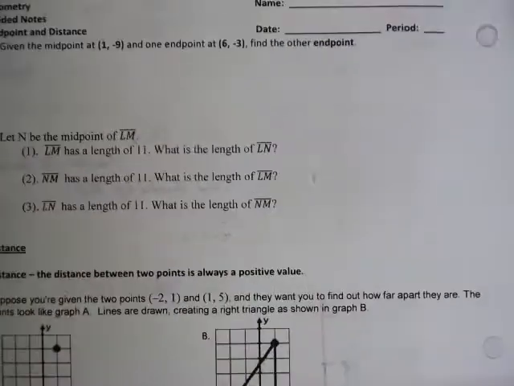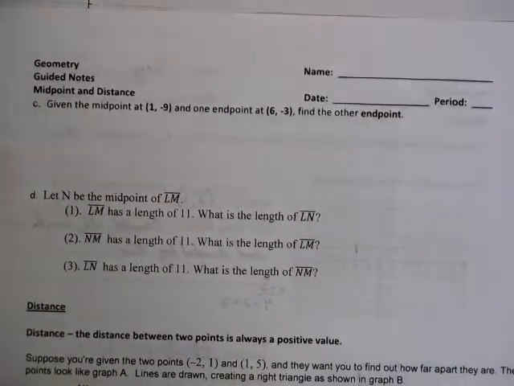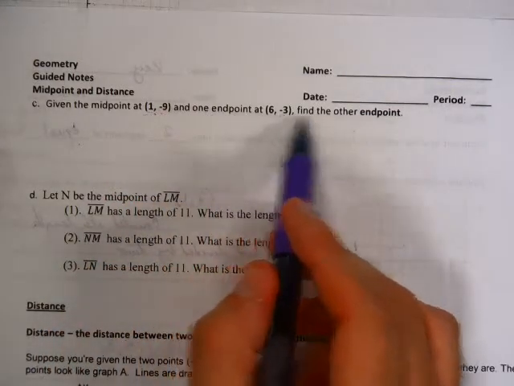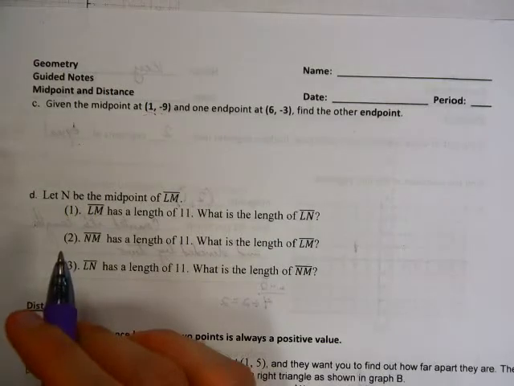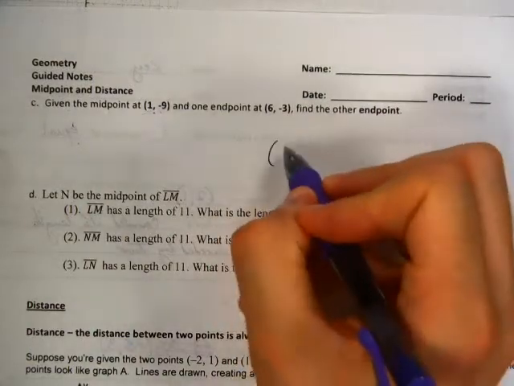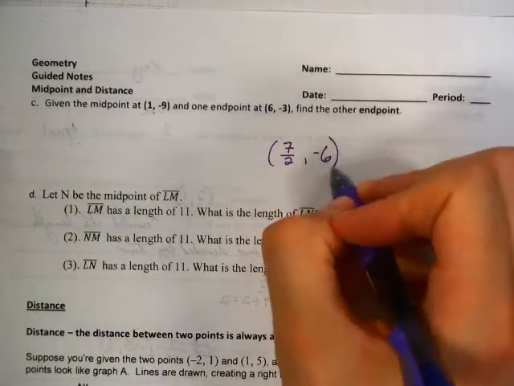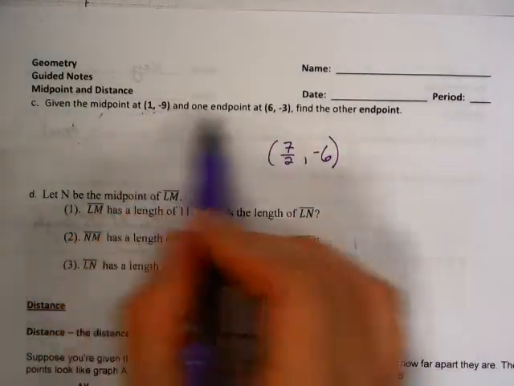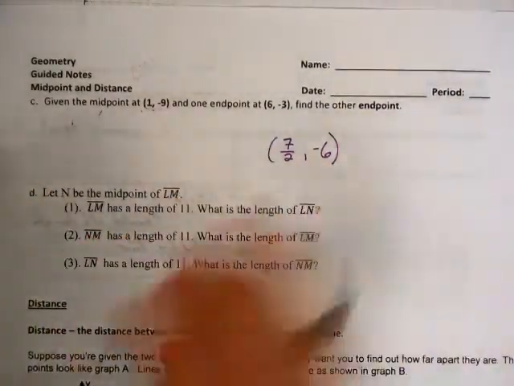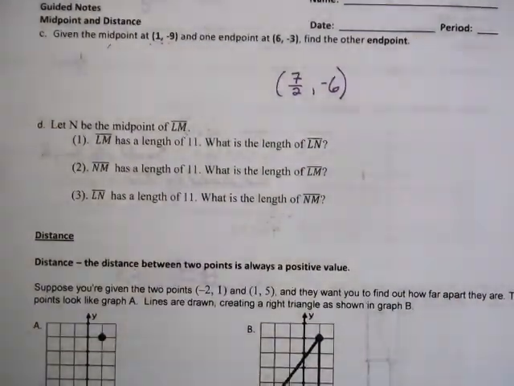If you notice on the back, it tells you a couple other problems that you can use here. Okay. So, given midpoints at 1, negative 9, and 1 and at 6, negative 3, find the other endpoint. I'm going to leave that for you to do. But I will tell you here's what your answer would be. You get 7 halves, and you would get negative 6. But you need to do the procedure. Show the formula, plug in the formula, simplify, and try to see if you can get that answer. And if I'm wrong, come tell me and I'll fix it. I'll fix this video too.